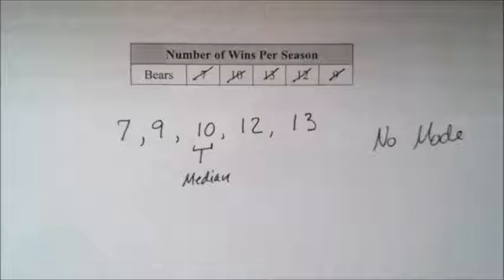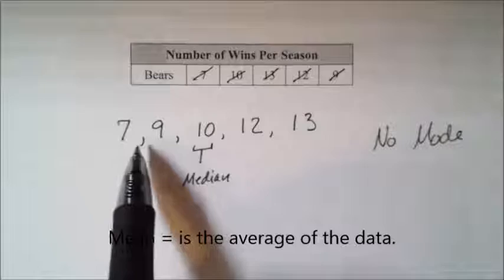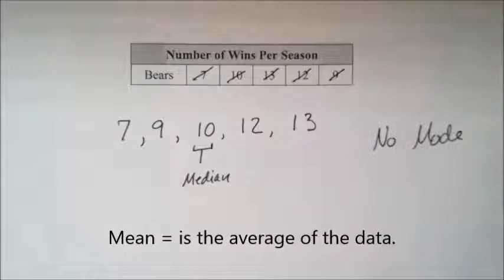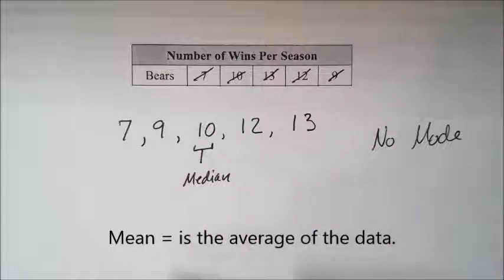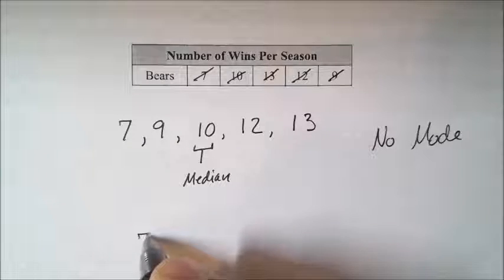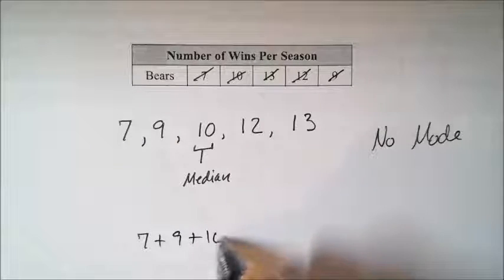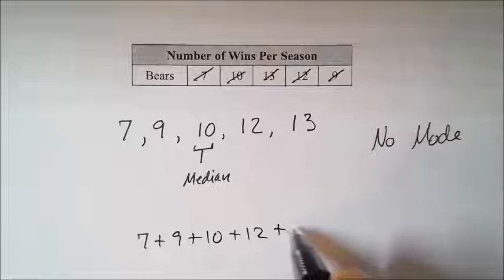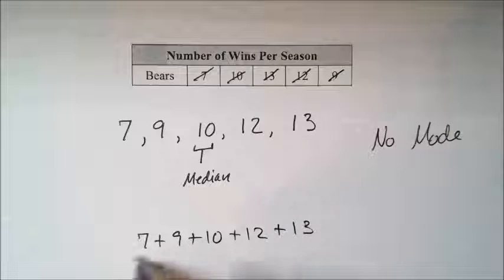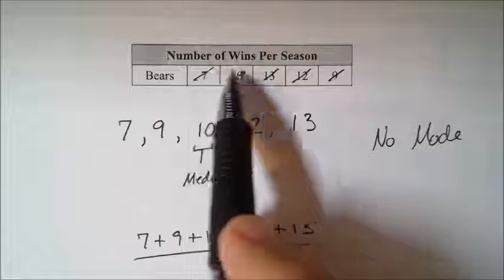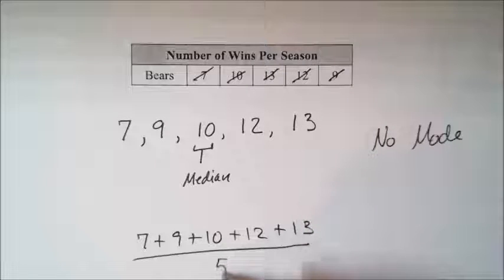The next thing that we're going to do is go ahead and find our mean. And to find our mean, we need to add all these digits up and divide by that number. So let's go ahead and take a look. For instance, I'm going to say 7 plus 9 plus 10 plus 12 plus 13. And then I'm going to divide that by 1, 2, 3, 4, 5. Put a decimal after it. And that'll give me my mean.